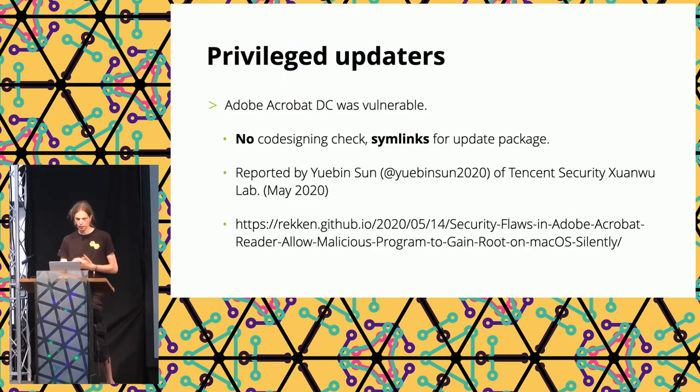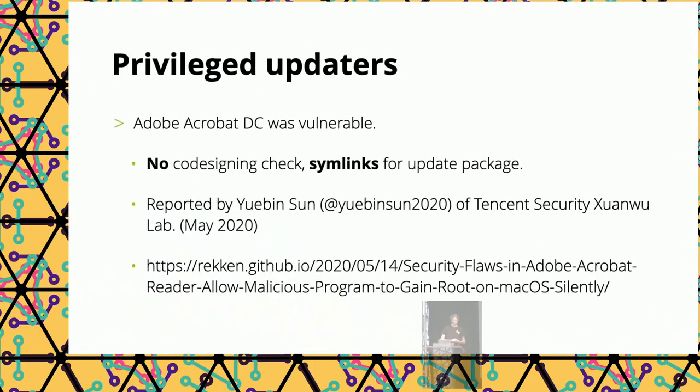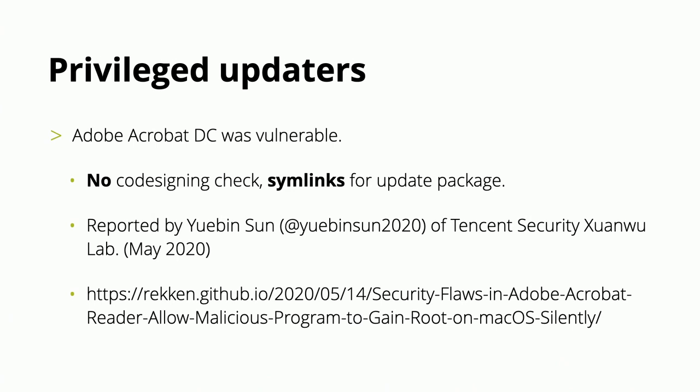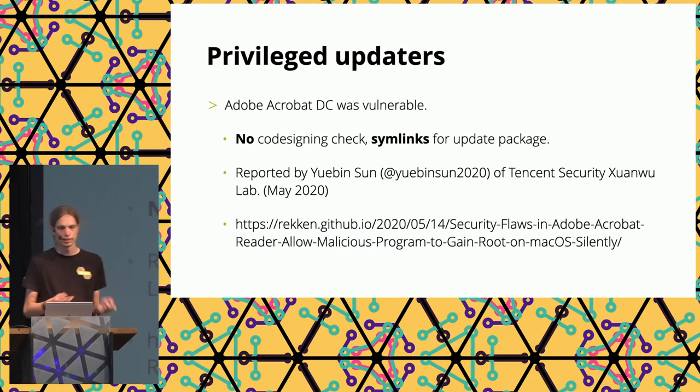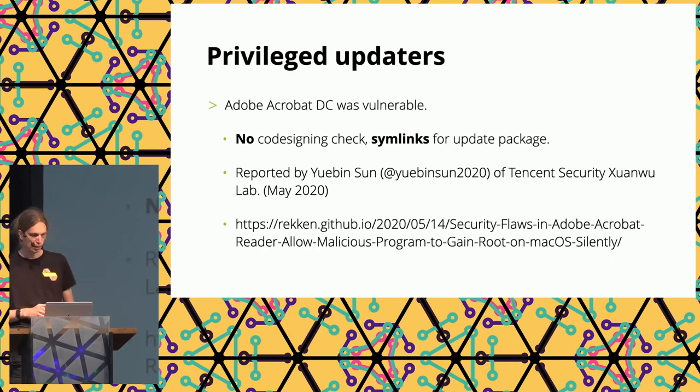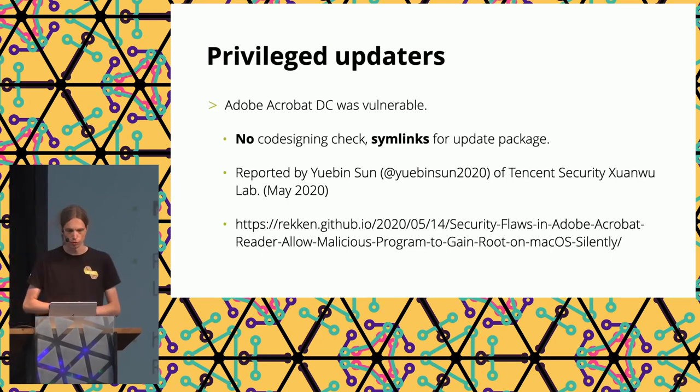It turned out that Adobe Acrobat was vulnerable. This was found by Yuo Bin Sun. There was no code signing check at all. That check was completely missing. And it was possible to use a symlink for the update package. So it would check the signature on the package, and then they would quickly change the symlink, and it would install something different than what it had checked. There's also a nice write-up about this vulnerability that Jurman published.